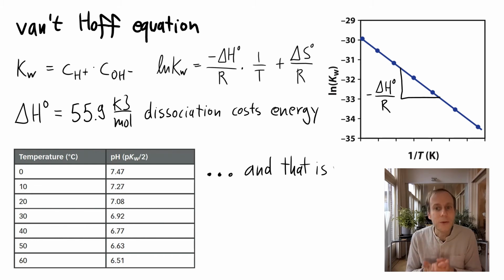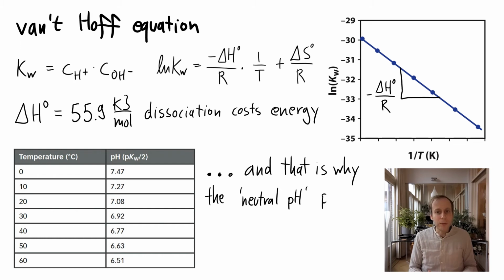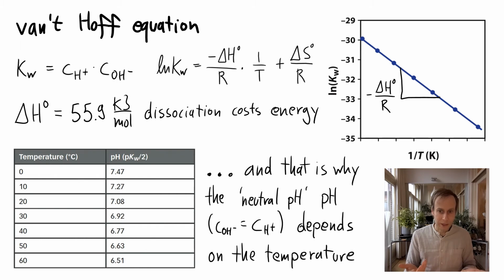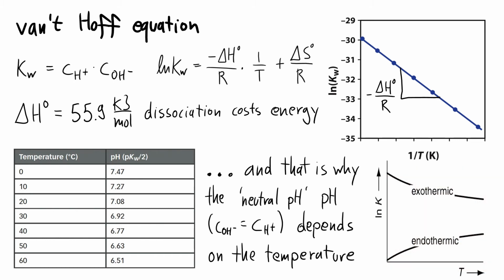So that's the reason why the neutral pH, which is the pH at which the concentration of OH minus equals the concentration of H plus, depends on the temperature, because of the temperature dependence of the equilibrium constant. And in this specific example, it's because the dissociation of water is an endothermic reaction. So more generally, if you increase the temperature, it causes the equilibrium constant for an endothermic reaction to increase. If you increase the temperature for an exothermic reaction, the equilibrium constant actually decreases, right?